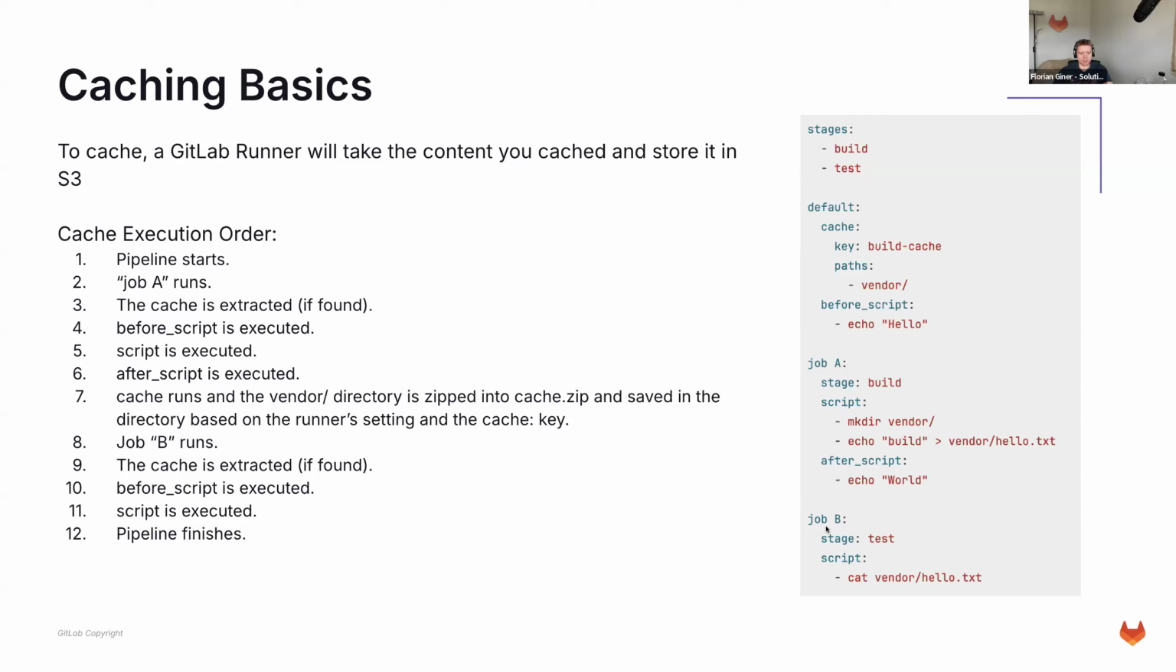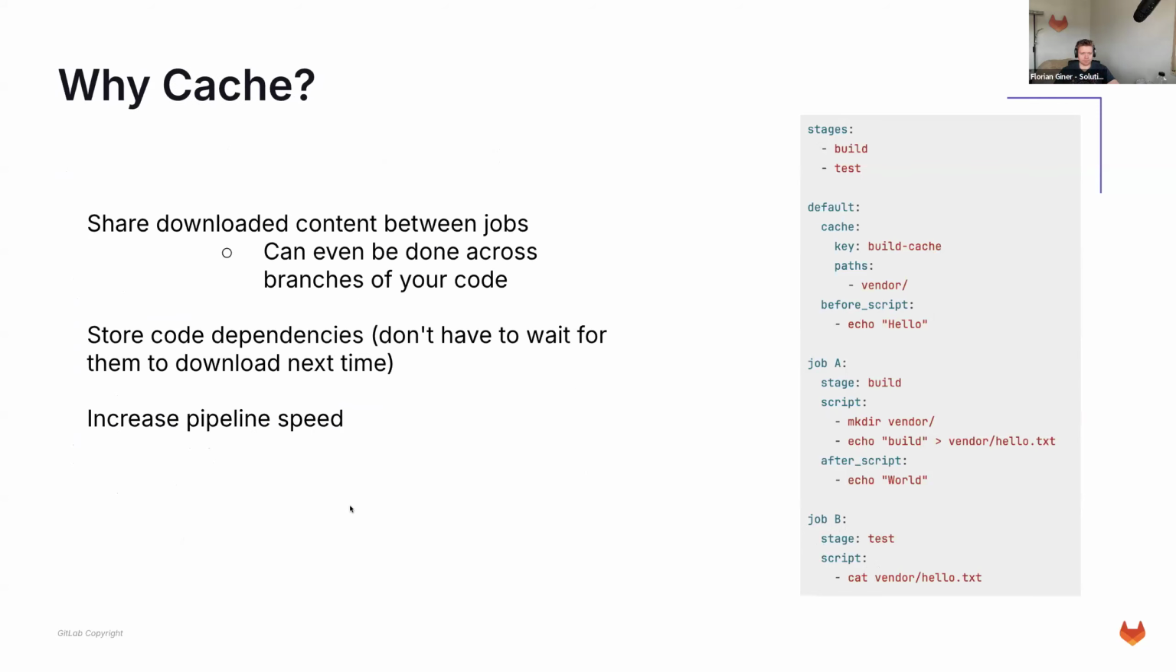Afterwards, job B will start. So again, the cache is extracted, the before script is executed, then we execute the script part here. We don't have an after script defined in here. So again, it will try to save the parts of the cache. Otherwise, the pipeline finishes. And this is the execution order here.